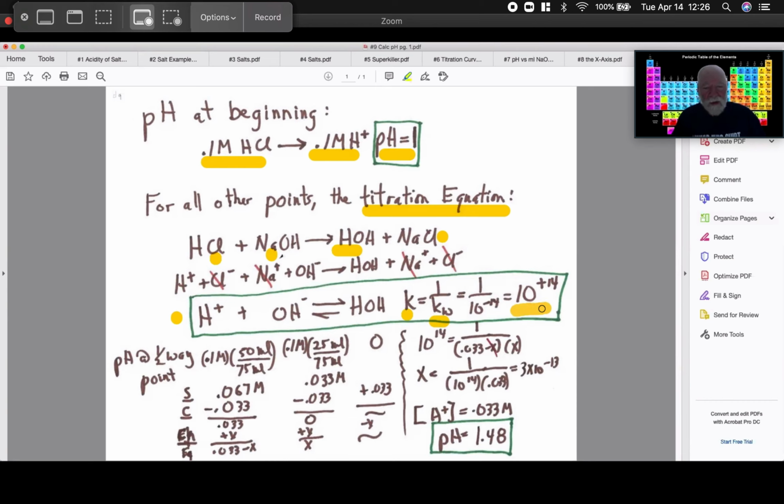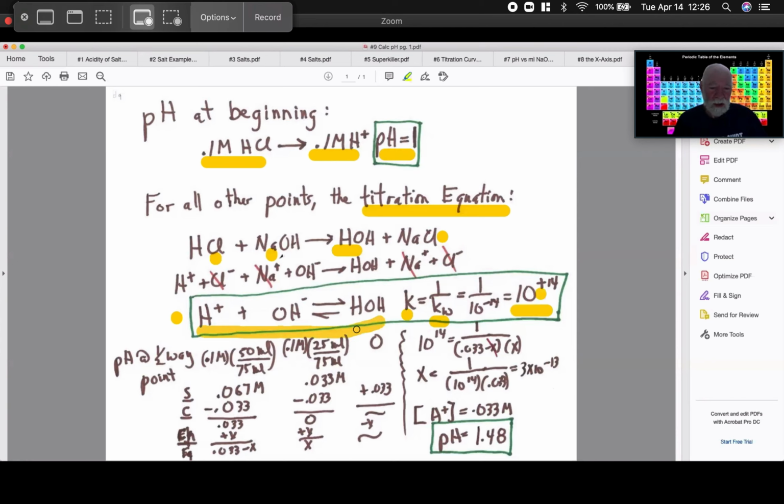Now, we've got a double check here. Titration reactions are always favored. Why? Acid always wants to get together with base, so you should always end up with a large K. Okay, we're now going to calculate the pH halfway through the titration. So you've got your net ionic equation: hydrogen plus hydroxide gives us water.